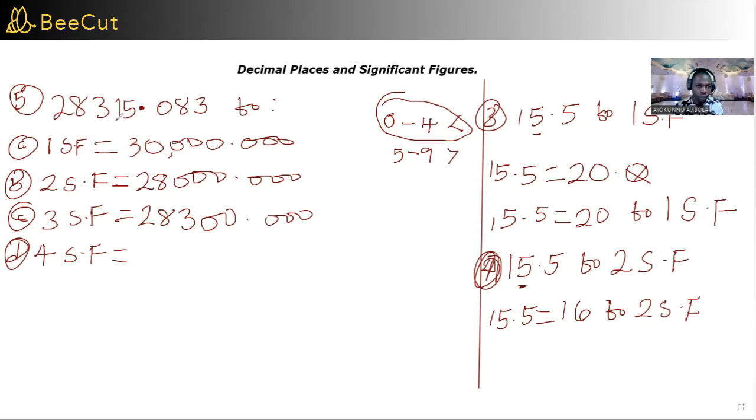What am I supposed to do to this 1? You change it to 2. Why? Because the 5, which is the next figure, is able to change it to 2. Assuming it's between 0 and 4, I will leave it at 1. So this is now going to be 28,320,000.